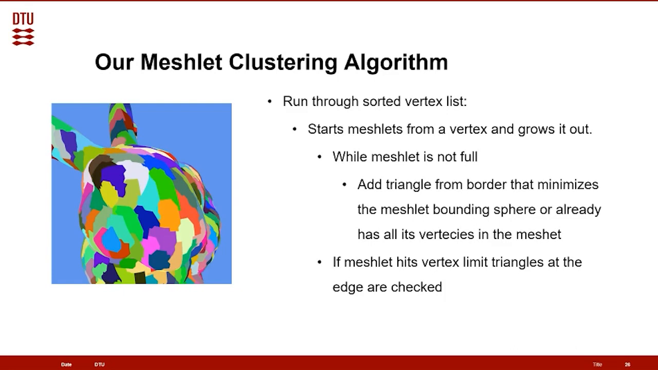Once it's full, we found that we more often than not hit the vertex limit rather than the triangle limit. For the limits, we used NVIDIA's recommendation, which is 64 vertices per meshlet and 124 triangles. And we would much more often hit the 64 vertex limit before hitting the triangle limit. So we could look at the boundary and maybe add an extra vertex or triangle for free because all the vertices were already in the meshlet. And then we started over, right?